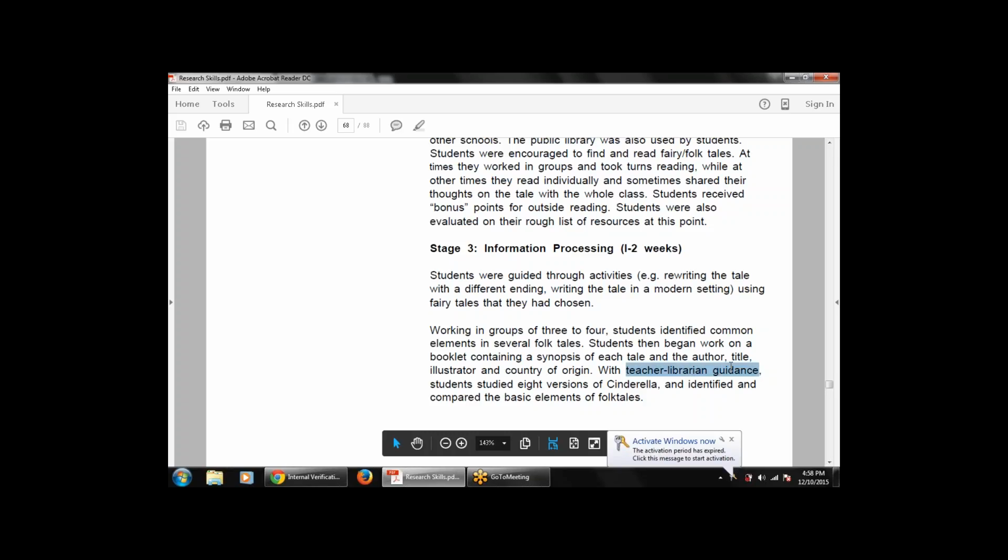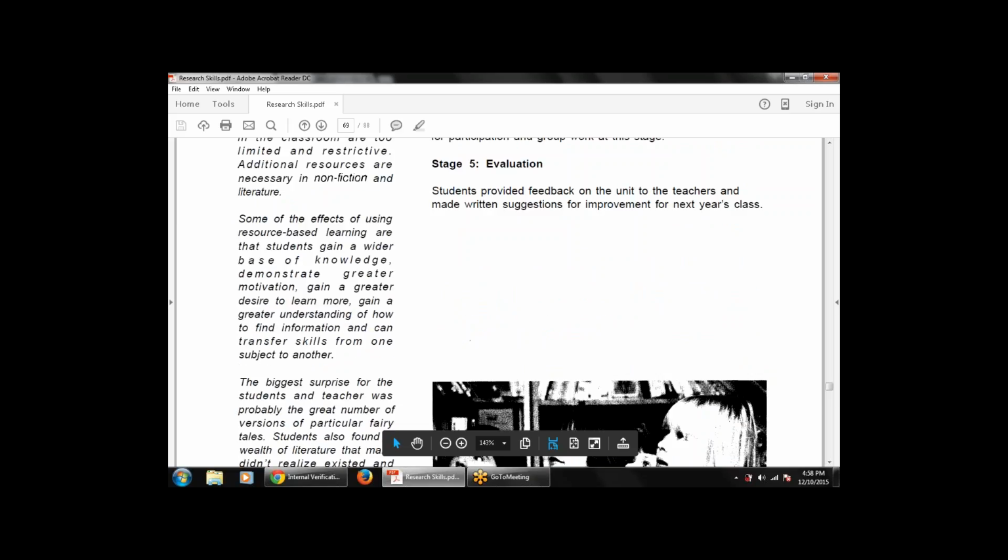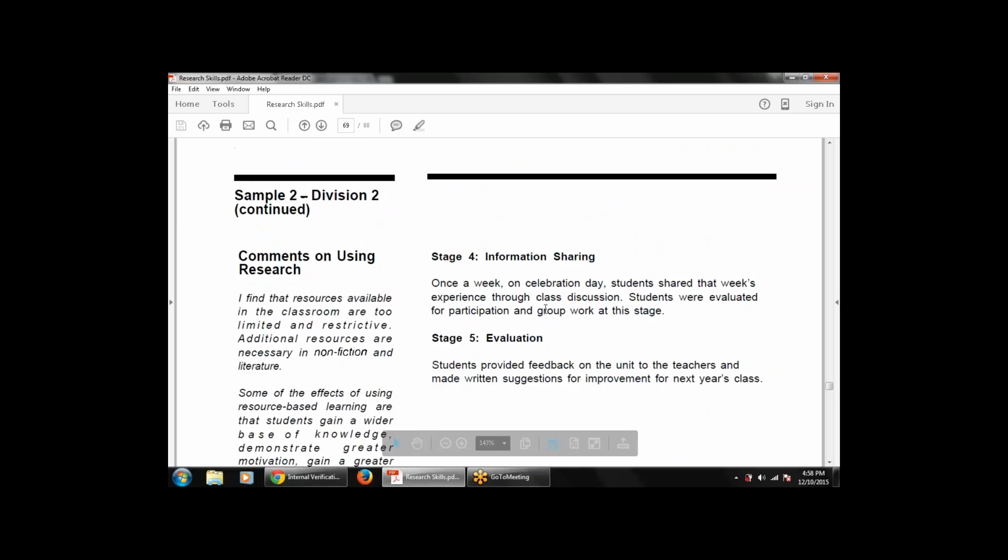With the teacher librarian's guidance, students studied 8 versions of Cinderella and identified and compared the basic elements of the folk tale. The next is stage number 4, that is information sharing. That is how the information will be shared.